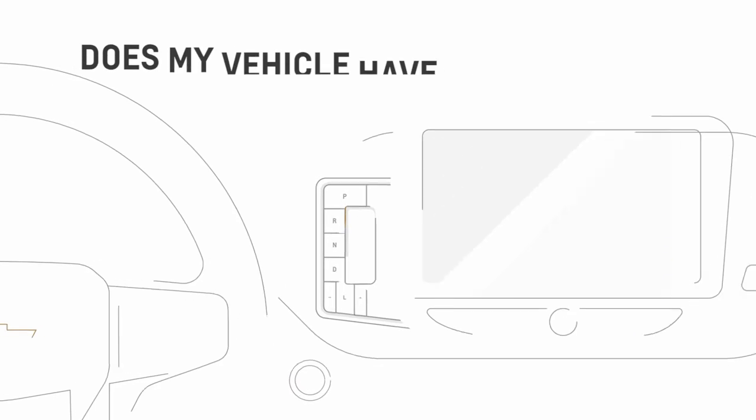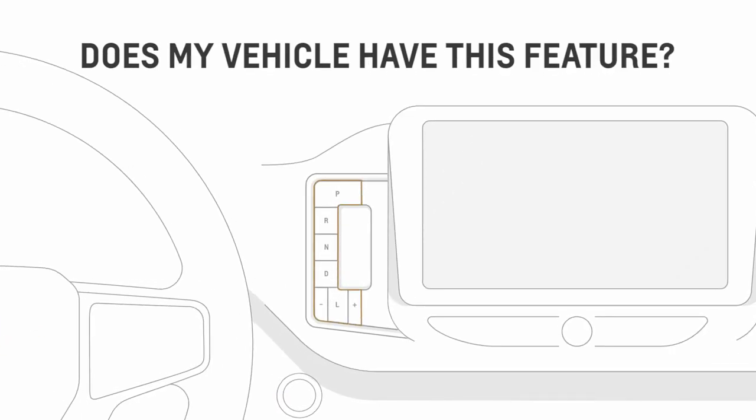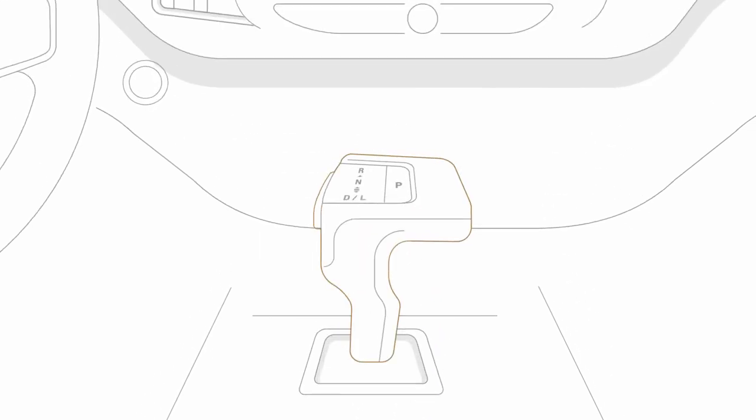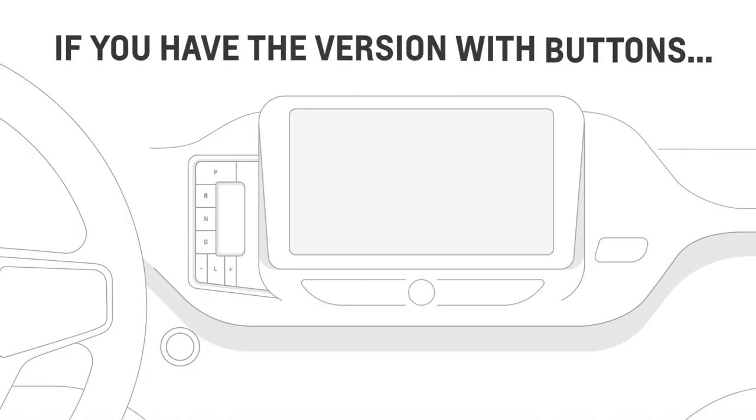If your vehicle is equipped with push or pull buttons near the infotainment screen or in the center console, depending on your model, that look like this, or a joystick-style lever in the center console like this, you have electronic precision shift. For the push or pull button version, start your engine.